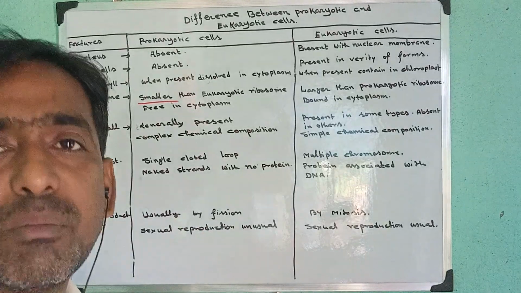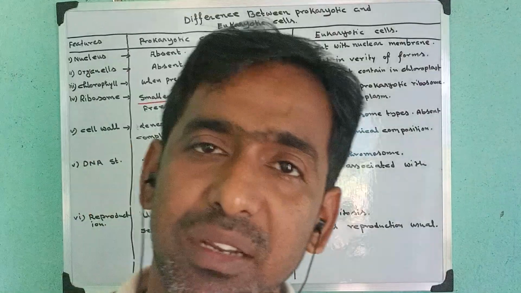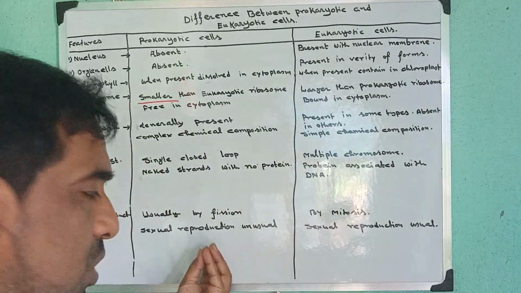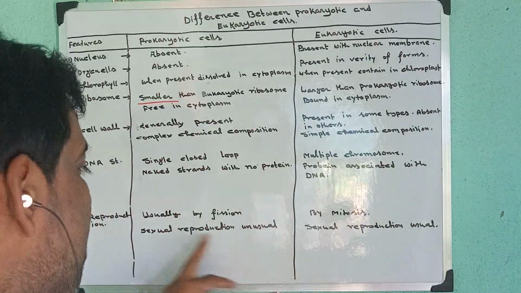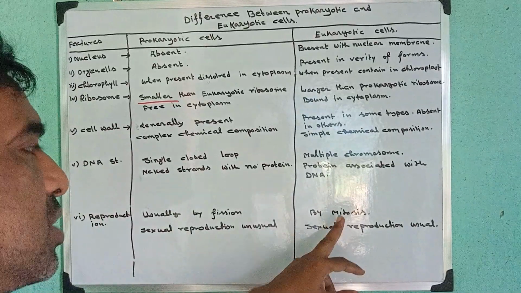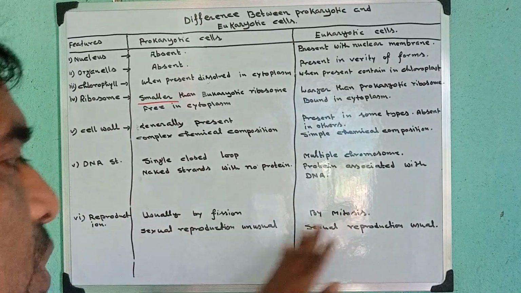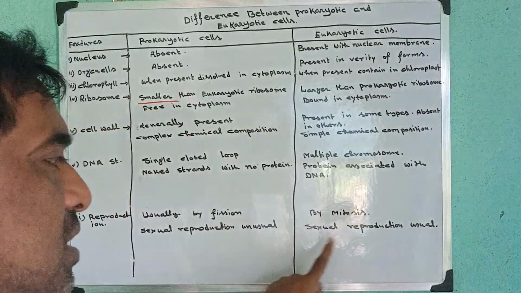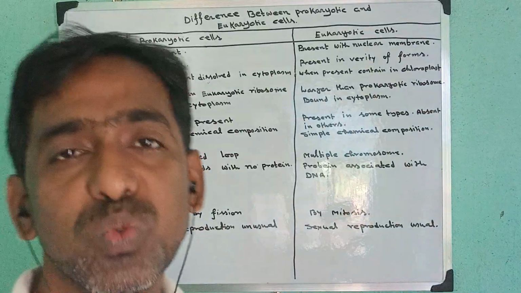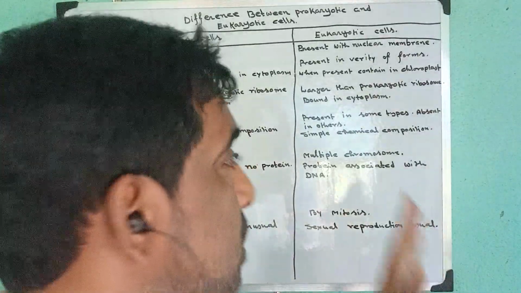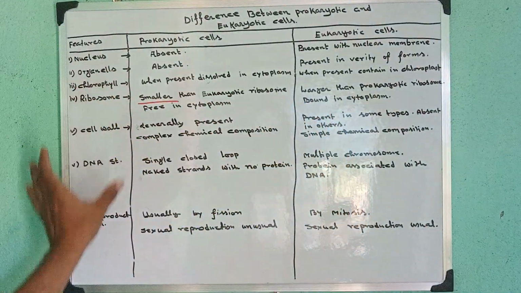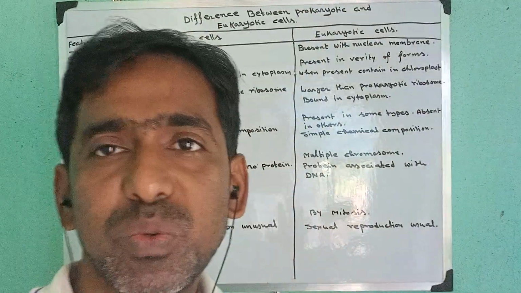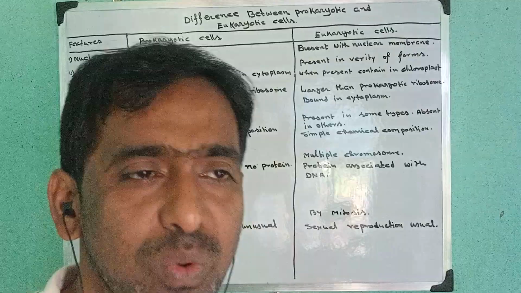Sexual reproduction is when a male gamete and a female gamete combine to produce a zygote, and that is unusual in prokaryotes. But in the eukaryotic cell, reproduction proceeds by the mitosis process, and sexual reproduction is usual. So these are the basic features, the differences between the prokaryotic and eukaryotic cell.